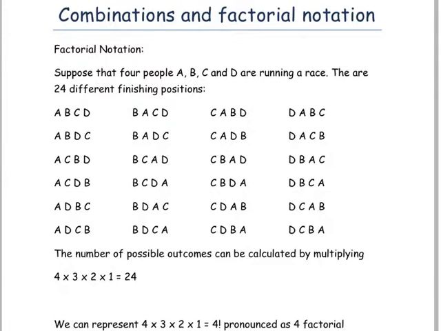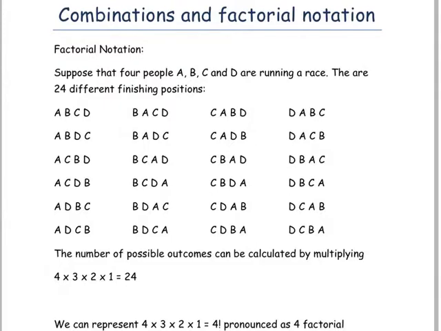So A could finish first and B second, C third and D fourth. However, A could finish first, B could finish second, D could finish third and C could finish last. And if you write out all the different combinations in the order in which they could finish, you end up with 24 different finishing positions. Now, the number of possible outcomes can be calculated by multiplying 4 by 3 by 2 by 1, which equals 24. And the reason we picked 4 is because we had 4 people to start with.